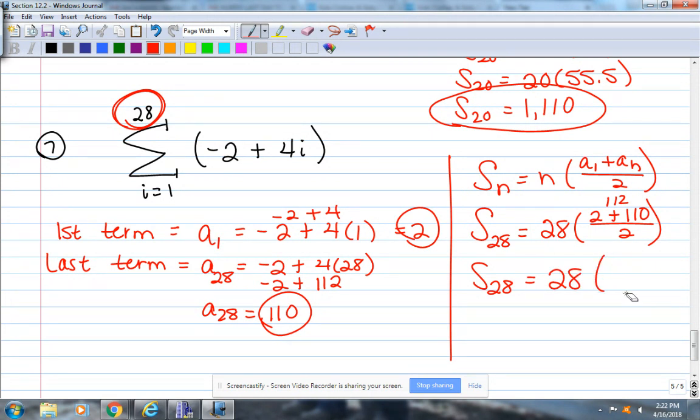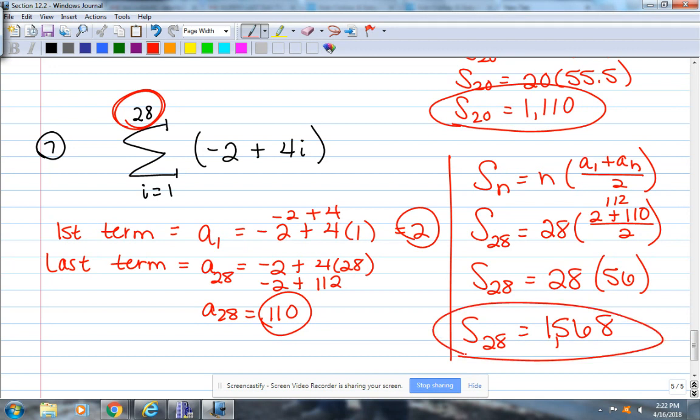Okay, so 112 divided by 2 is 56. And then you multiply those two together. 28 times 56 is what? 1,568. So the 20th, it's supposed to be 28 there. I don't know what happened to my pen. It didn't do right. So if I add all the terms from 1 to 28, I get 1,568 as the sum.